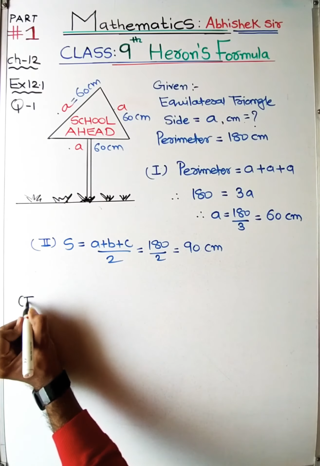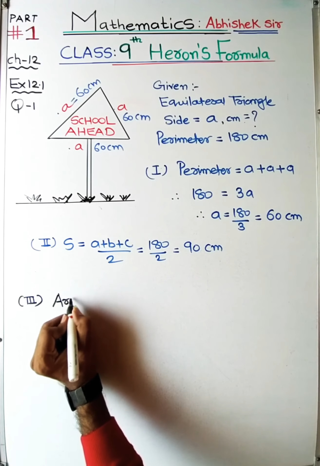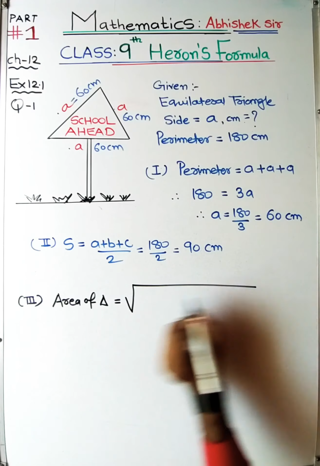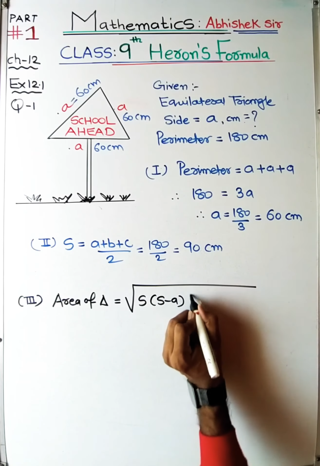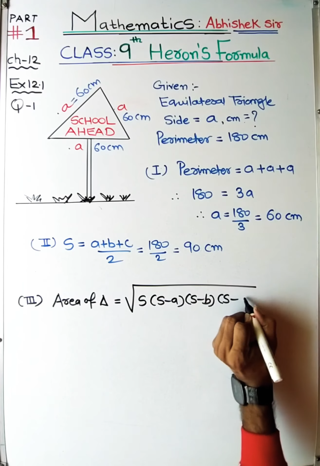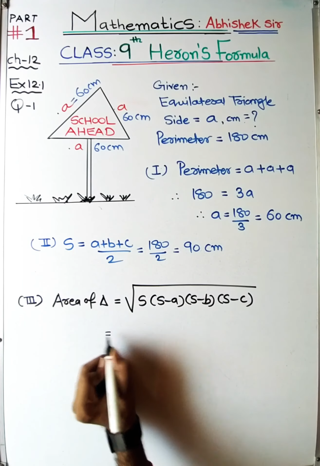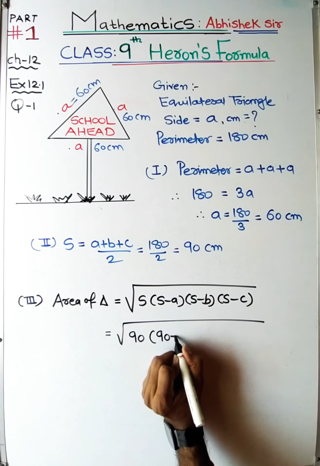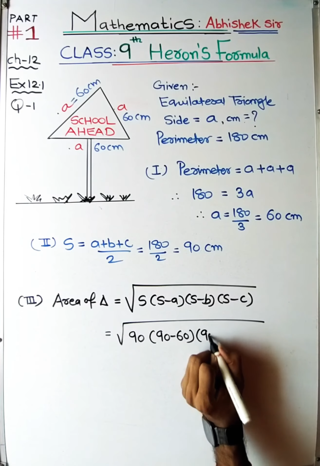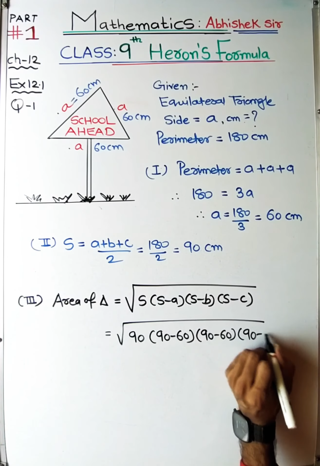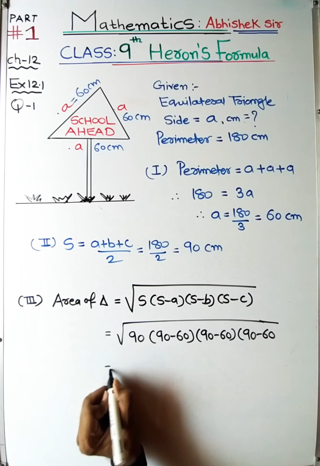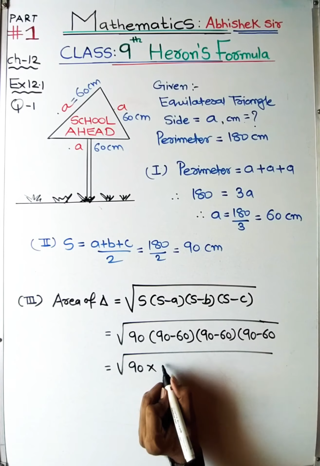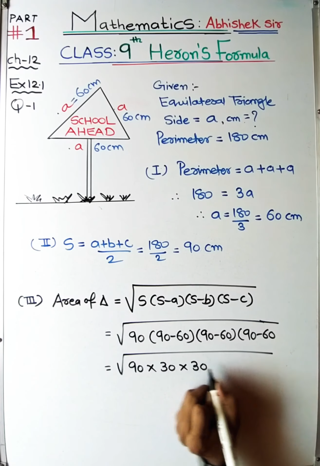So our third step will be the area of triangle, root of S into S minus A, S minus B, into S minus C. Clear? Now putting the values, S is 90, then 90 minus 60, again 90 minus 60 and again 90 minus 60, because all sides are same. So it is 90 into 90 minus 60, which will be 30 into 30 into 30.